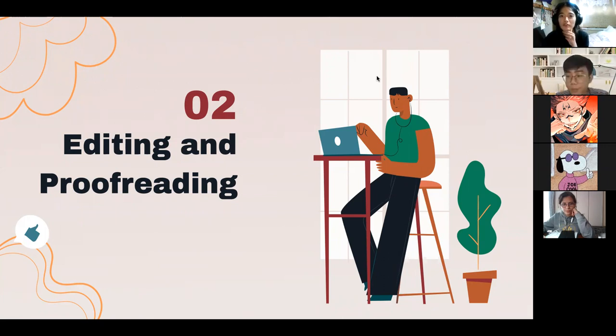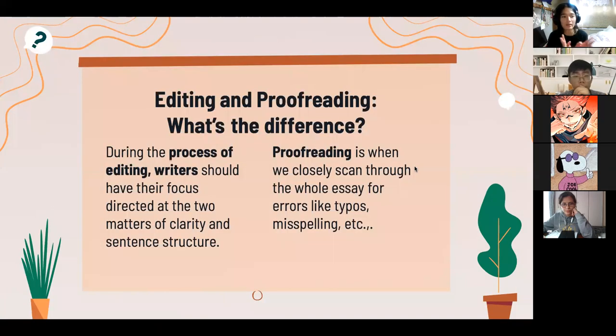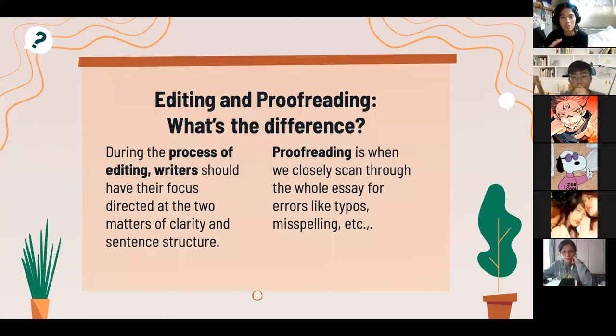Okay. So I think you guys kind of get the ideas, but to put it in a more concise manner, we're going to say that during your editing process, usually you would have your attention directed towards two main things. The first thing is clarity, and the second thing is the sentence structure that you have. While proofreading would require you to read more closely, like scan more closely through your essay, for those mistakes or errors, like whether they're typos, misspelling, or any mistake with your punctuation, formatting issues, stuff like that. So proofreading, in other words, you're going to focus on more micro issues. You have to closely scan through every line of your essay for those mistakes.